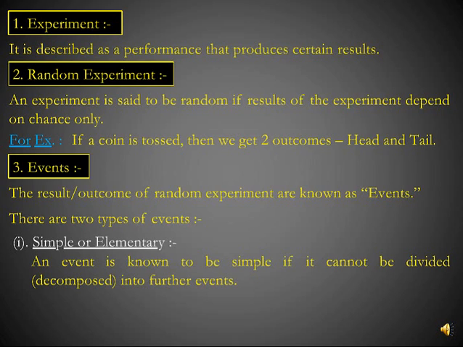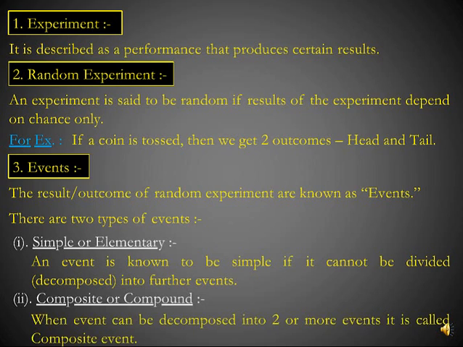An event is known to be simple if it cannot be divided or decomposed into further events, like tossing a coin once, which gives the result as head or tail. So it is a simple event. Second one is composite or compound event. When an event can be decomposed into two or more events, it is called a composite event, like getting a head when a coin is tossed twice. So we get the result head, tail, or tail and head. So it is a composite or compound event.